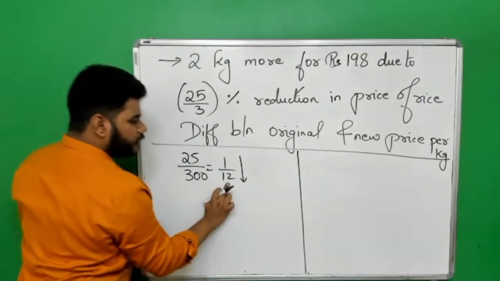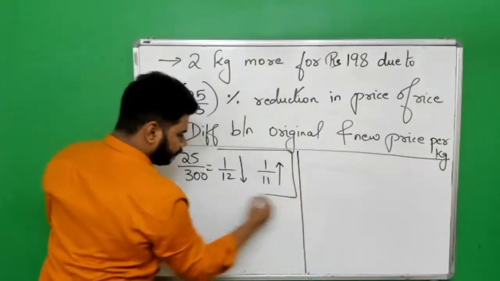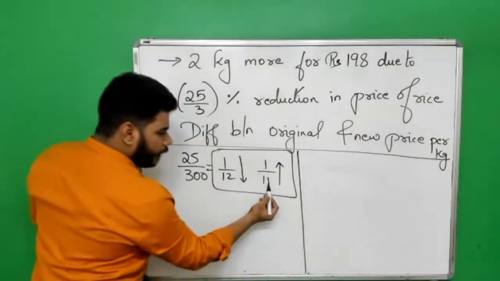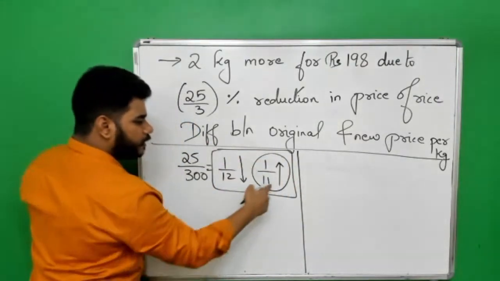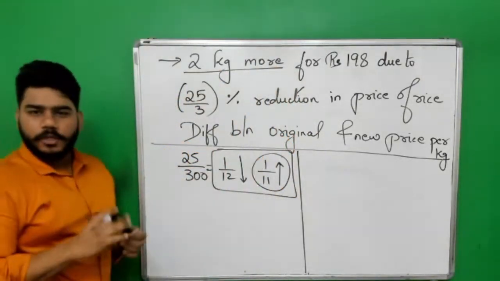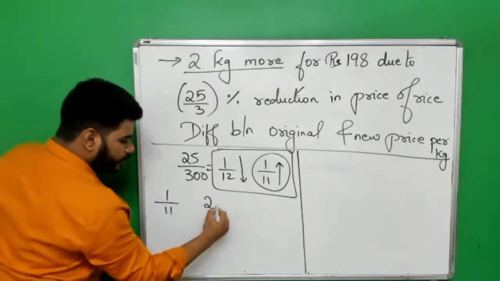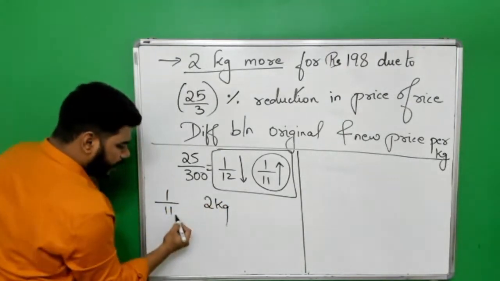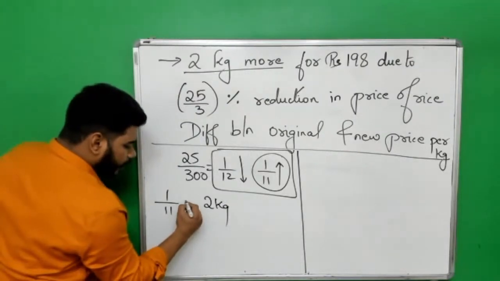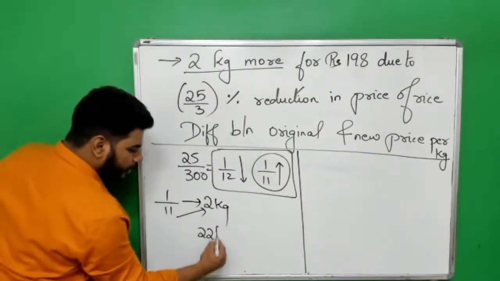Decrease. Decrease means decrease the denominator. So this becomes 1 by 11 increase. Clear all of you? So what is this 1 by 11 increase, sir? This 1 by 11 increase is nothing but increasing my consumption by 2 kg. Increasing by 1 by 11, increasing by 2 kg, which means this 1 by 11th is nothing but 2 kg. If 1 by 11th is 2 kg, total is 11 into 2, that is nothing but 22 kgs.